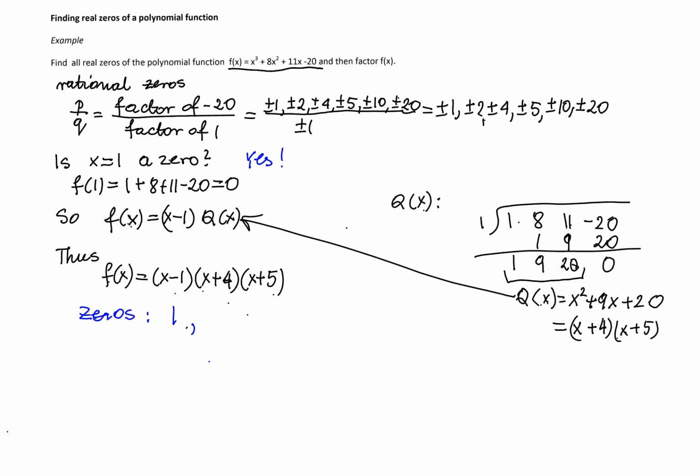So the zeros are: x minus 1 produces the zero 1. x plus 4 gives the zero negative 4. And x plus 5 gives the zero negative 5. So these are the zeros of my polynomial. The step above is the function f of x in factored form. This was another objective in this problem.